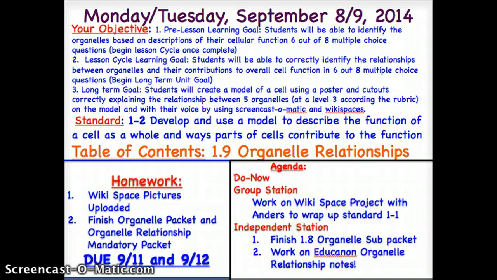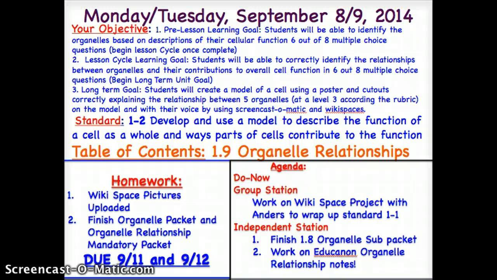It's inside of your table of contents. There should be lesson 1.9, Organelle Relationships. Make sure you update that. Your homework. You need to finish your Wikispace pictures uploaded. I need that done by Thursday or Friday. And I need you to finish your Organelle packet and Organelle Relationship mandatory packet. So the packet you got with the sub and the packet you're getting from me today. And those are due at the end of the week on 9/11 and 9/12. So let's make sure we get those done.